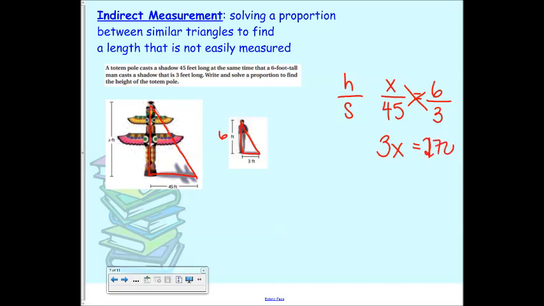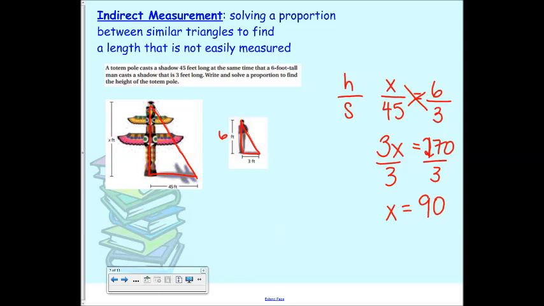It's 270. Okay, so it's 270, and then how would I finish? Divide by 3, divide by 3. So x is ultimately going to give me 90. So x is 90, which means how tall is the totem pole? 90 feet. Okay, so that totem pole is 90 feet tall, which we probably wouldn't have been able to measure because it looks like you couldn't climb it, and you probably shouldn't anyway because they're like sacred religious items, so you shouldn't go trying to climb to the top of it anyway.